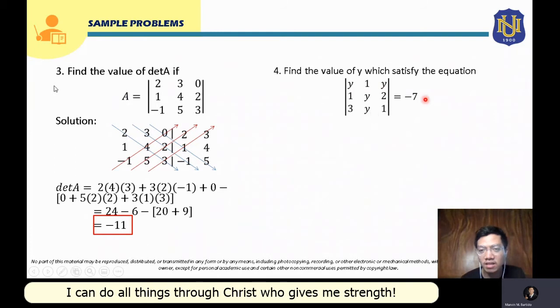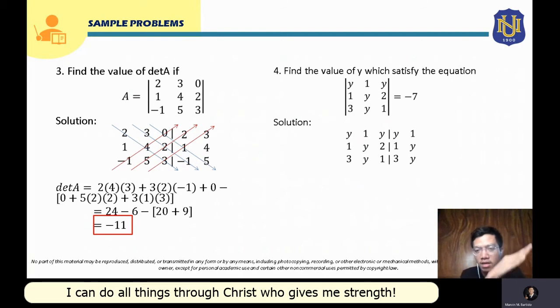this 3 by 3 matrix. So therefore, this -7 is the determinant of this matrix. We just have to solve for the determinant of this 3 by 3 matrix. So we are going to use the basket method to do so. Applying the basket method, we just have to rewrite the first two columns beside the matrix. So this will be y 1 3, and then 1 y. And then we are going to apply what we are doing in the basket method.